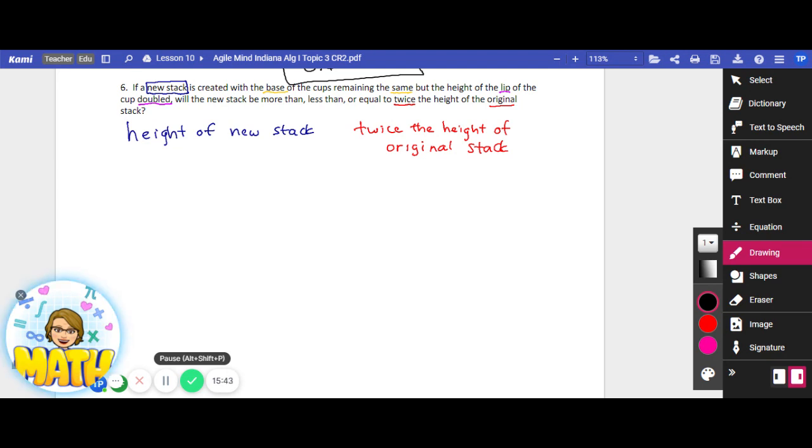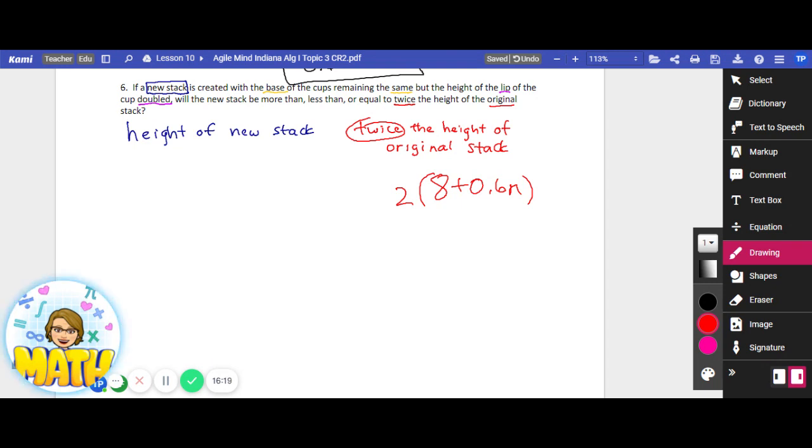That's what we're trying to find out. So I've given us a couple of things to consider here. We're going to talk about the height of the new stack compared to twice the height of the original stack. Well, let's start with the original stack. We knew that the height of it was determined by taking our base of 8 plus 6/10 times however many cups we have, our n. But now if we want twice that, I have to multiply that quantity by 2. Twice means 2 times.